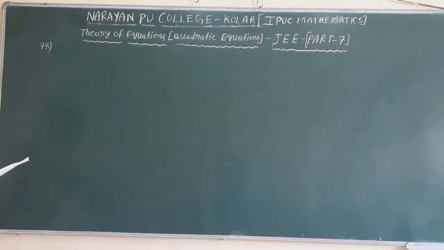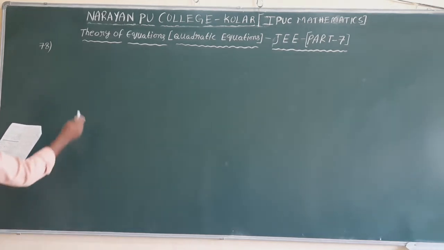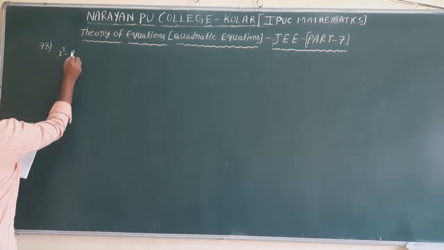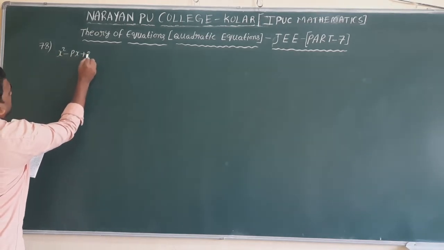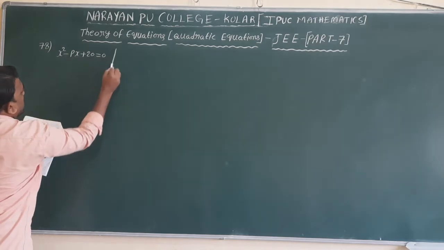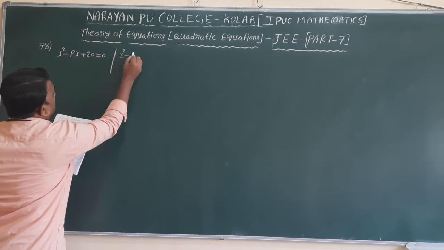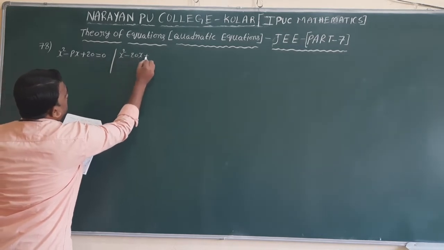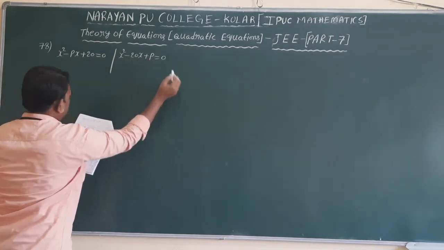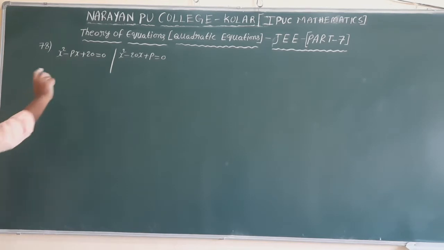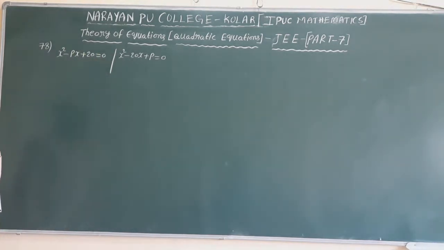78. The number of values of x that satisfy the pair of quadratic equations. First equation: x square minus px plus 20 equal to 0. And another equation: x square minus 20x plus p equal to 0. The question is: the number of values of x that satisfy both quadratic equations.